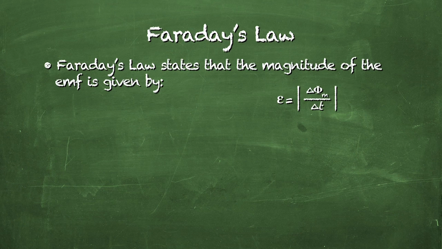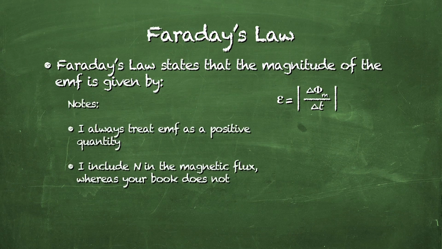A couple of notes. I always treat electromotive force as a positive quantity, which is why we have the absolute value bars there. And I will include the number of loops in the magnetic flux, whereas your book does not. It will introduce it separately when it needs to, but I'm going to include it in the definition of magnetic flux.